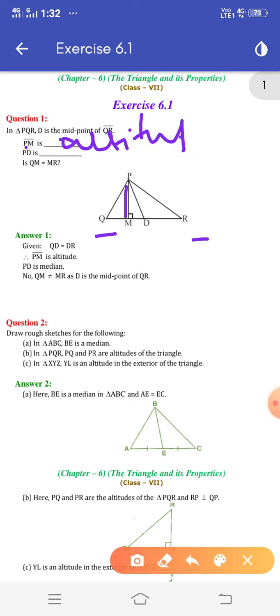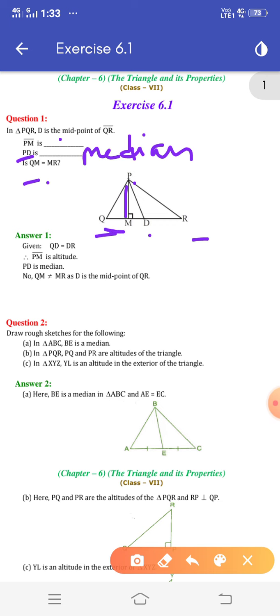Okay, now PD is a median. Okay students, now QM is equal to MR? No, it is not equal. Okay, you can see that here.